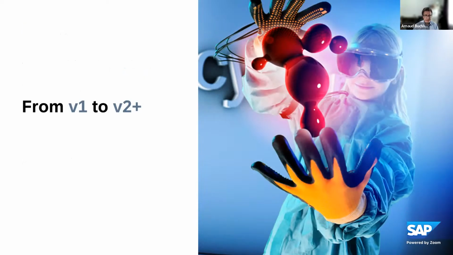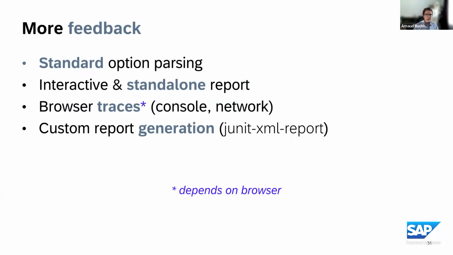So that's the reason why I decided to move to a version 2 and then now to a version 3, in order to improve many different things inside it. My initial goal was to make it quickly, but I ended up rewriting most of the core of the tool, but that was for good reasons. As a result, now ui5-test-runner provides more feedback.